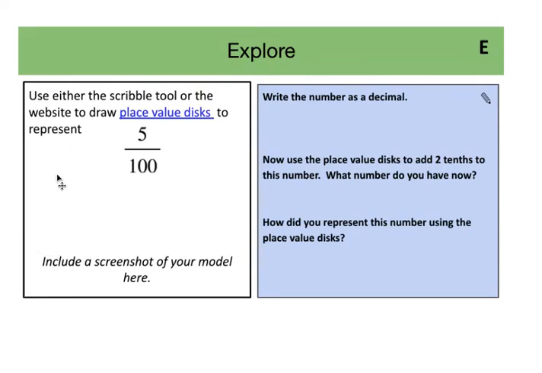And here it says use either the scribble tool or the website to draw a place value disk to represent 5 hundredths. So using that tool, you could go ahead and show 5 hundredths. And it wants you to write the number as a decimal. And then it wants you to use those place value disks to add 2/10ths to this number. What number do you have now? How do you represent this number using the place value disks? So go ahead and answer these questions, and when you're ready, you could go ahead and unpause.